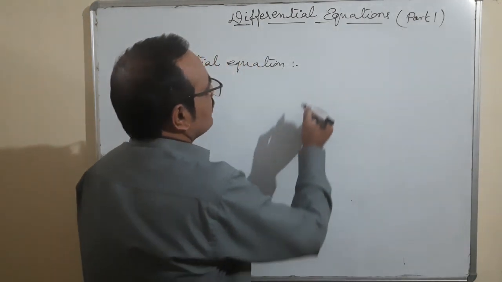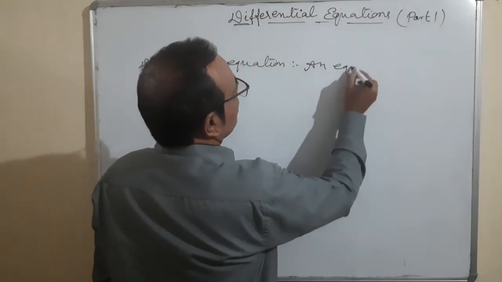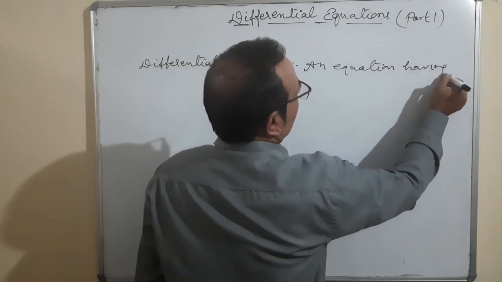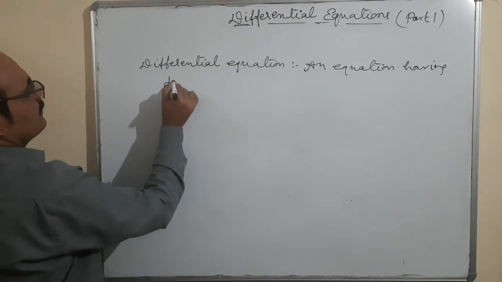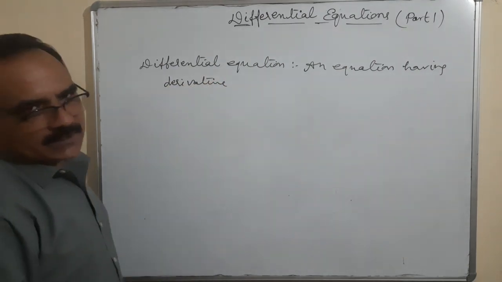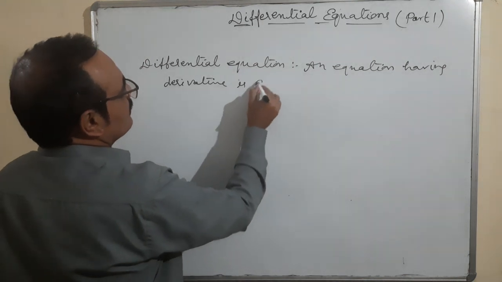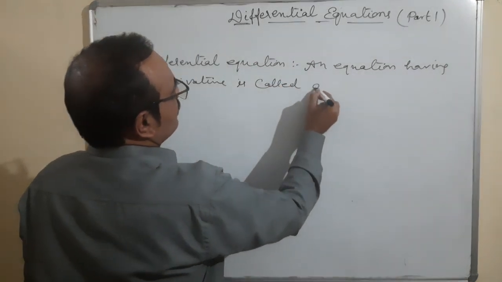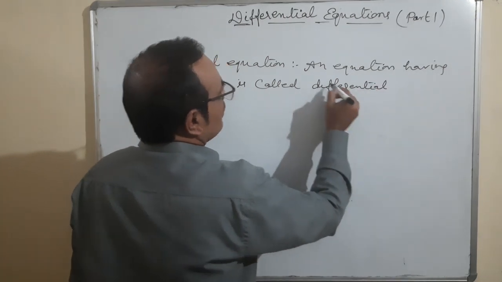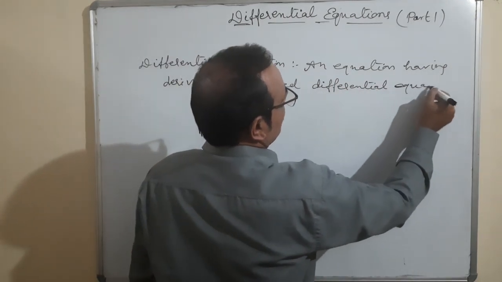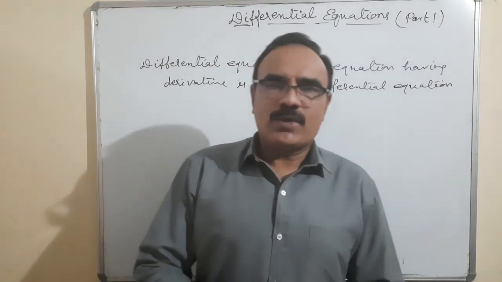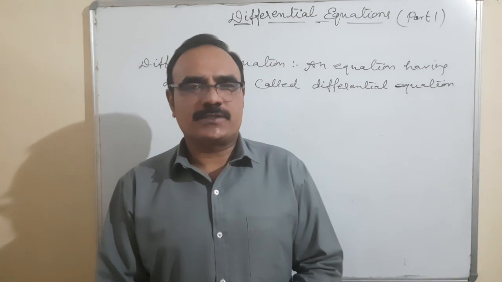An equation having derivatives is called a differential equation. Is it clear? An equation having derivative is called differential equation.